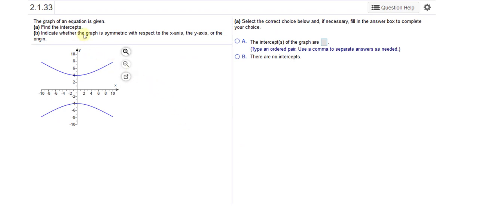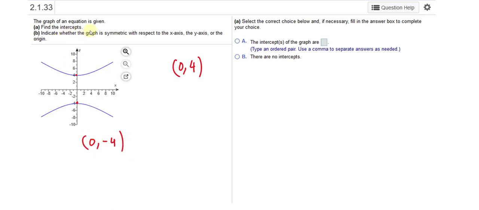Find the intercept. Now, you don't see any intercept on the x-axis, so there are no x-intercepts. But there's a y-intercept. One here, one here. This one, the top one, 0 for x, y is 4. The bottom, 0 for x, minus 4 for y.